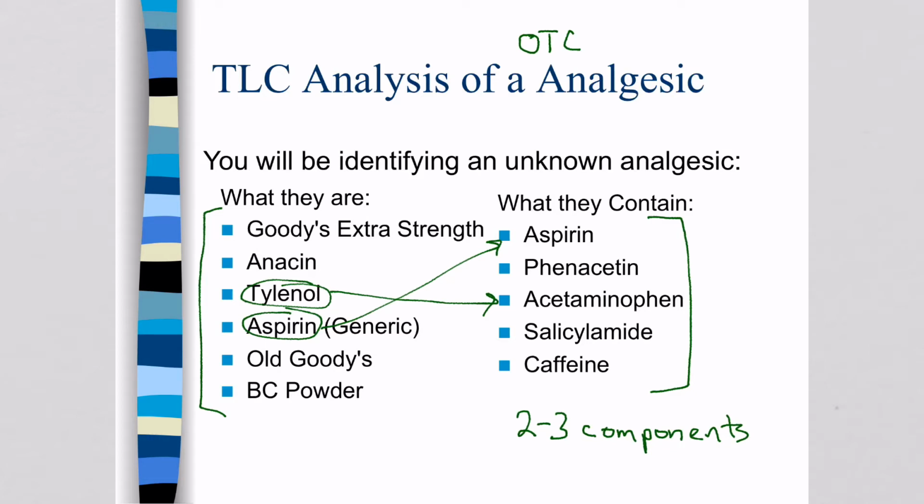However, the other over-the-counter analgesics listed there, as I mentioned, have several different components in them, and you'll be analyzing them to determine what those are. As a side note, one of the components of the old version of Goody's powder contained a compound called phenacetin, and phenacetin is actually a precursor of acetaminophen, and it was banned from over-the-counter analgesics in 1983 because it caused severe kidney and liver damage, which acetaminophen can also cause, but it's not as bad at that as phenacetin is.